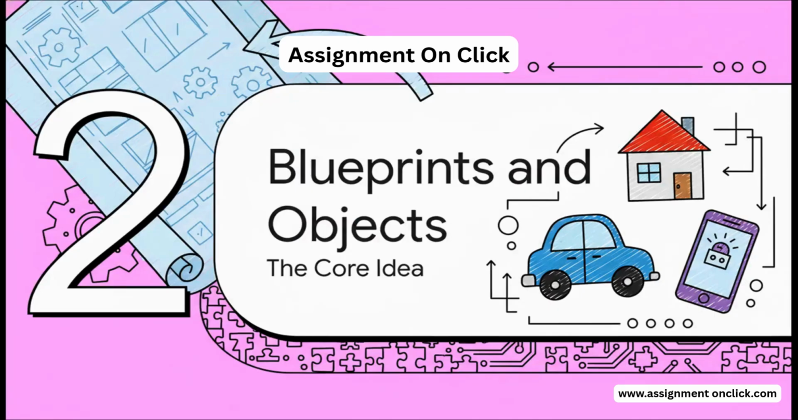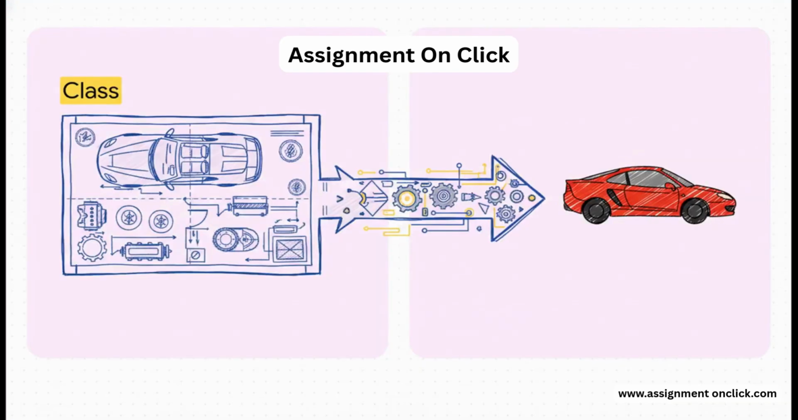Now, to really get a grip on OOP, you have to start with the most fundamental idea of all, the relationship between a blueprint, which we call a class, and the actual thing you build from it, which we call an object. Let's make this super simple. Think of a class as the architectural blueprint for a car. It defines all the general stuff, right? Like it's going to have a color, a model, and things it can do, like drive. The object, on the other hand, is the actual car built from that blueprint, the one sitting in your driveway with a specific color, like red, and a specific model.